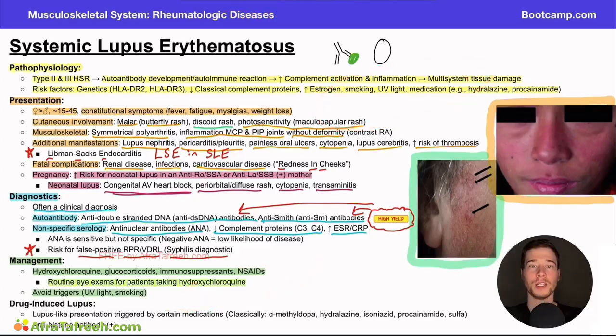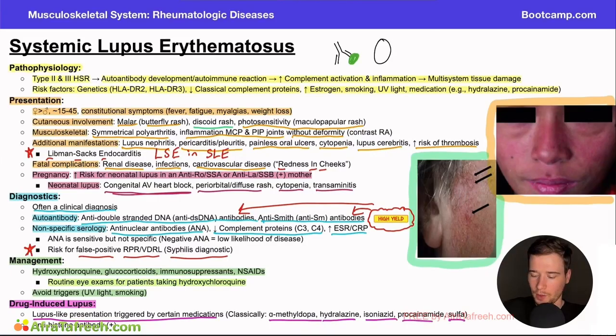Now, the final thing we're going to touch on in this video before wrapping up is a special condition called drug-induced lupus. These patients present with a similar presentation of lupus, right? They might have the rash, they might have some of the systemic findings, but it's due to a medication, due to a drug that they're taking. Some of the classic ones that they like you to know include methyldopa, hydralazine, isoniazid, procainamide, and sulfa medications. This is not an all-exhaustive list. There are some other ones, but those are the ones that are most commonly tested.